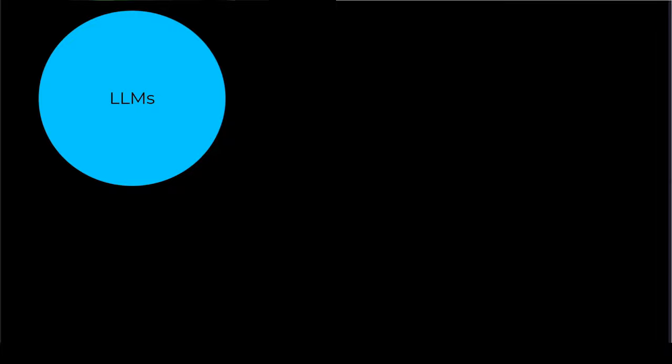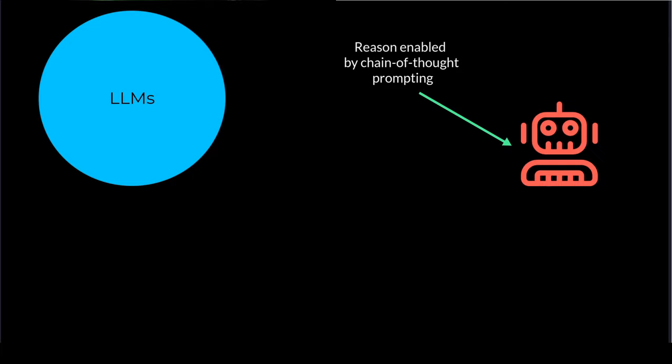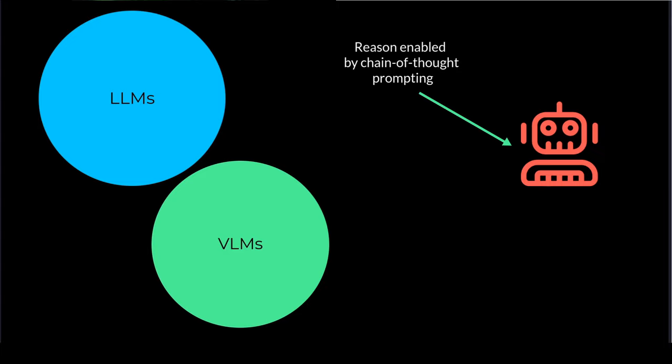The biggest positive of LLMs today is that they have a good ability to reason, enabled by chain of thought prompting. If robots can be equipped with this very ability to reason, then we will be one step closer to intelligent robots. This ability to reason has been extended to vision tasks, thereby giving birth to vision language models, or VLMs in short. Similar to LLMs, VLMs have gained open vocabulary visual recognition capability.